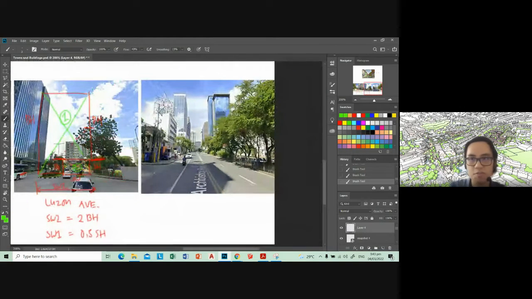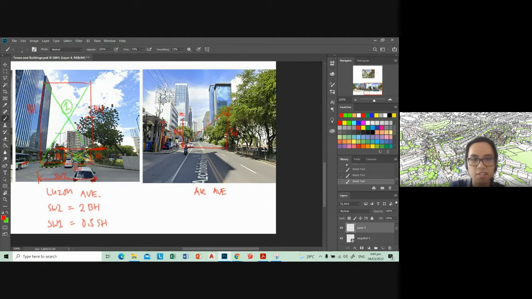And then finally, Archbishop Reyes, I'll just call it AR Avenue. You have a very clear street width here and an inconsistent building height. Sometimes it's this tall, sometimes it's that tall. So let's say BH is this building over here, and there's no BH here because there's no building, so let's call it street height over here. But notice if I draw a 45-degree angle, it looks like it's 1:1.